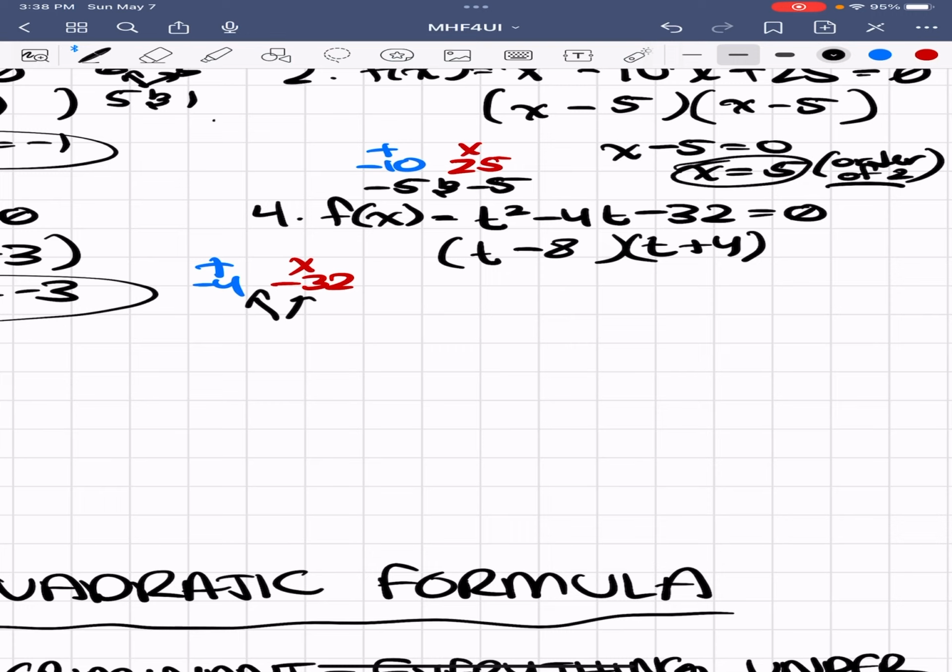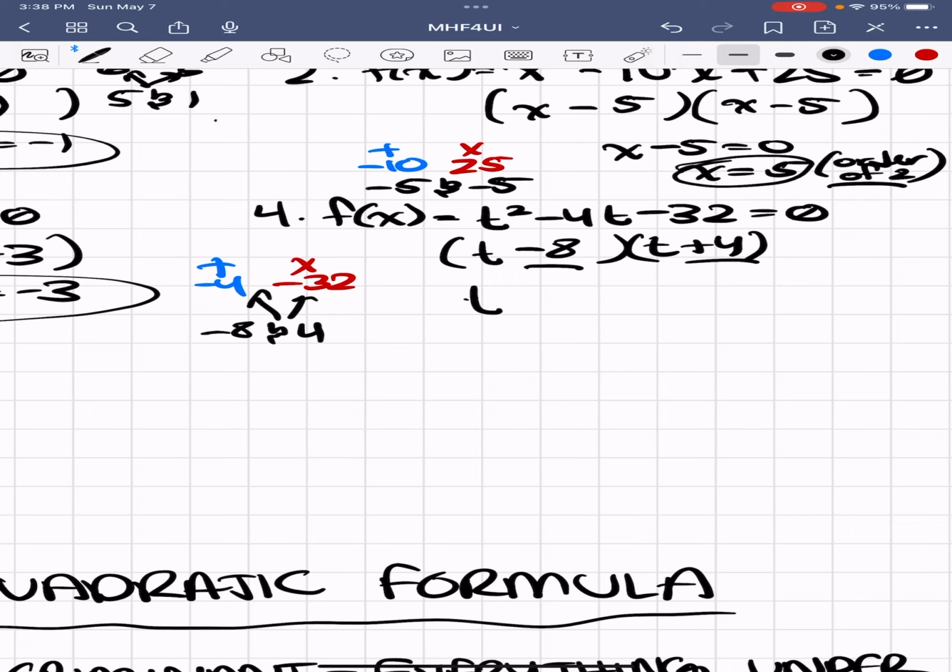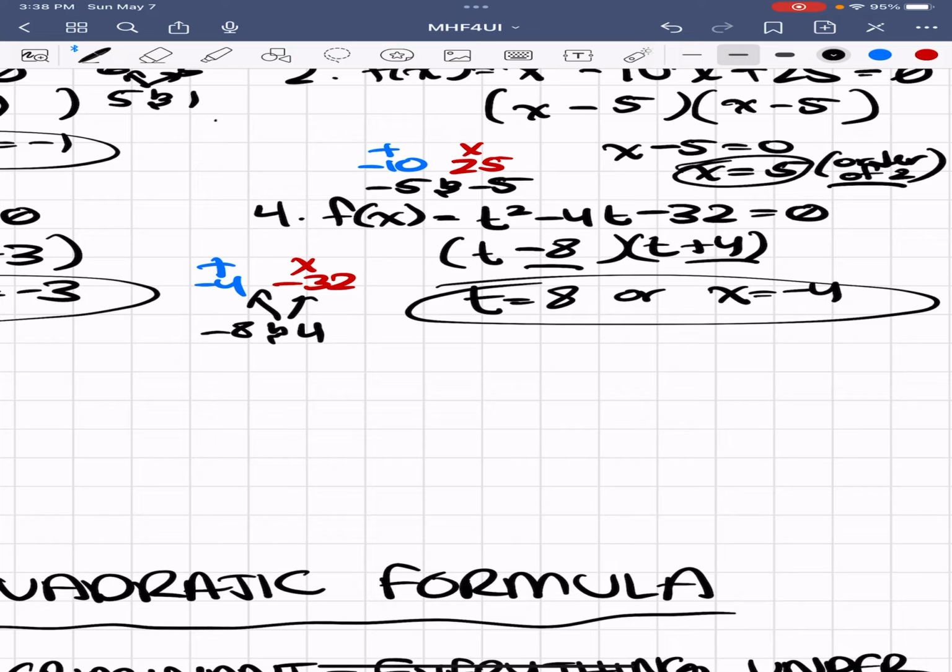It can also work as -2 and -2, but in this case it was -8 and +4. So what we found was -8 and +4 were our factors. So t would equal 8, or t equals -4. And those are our x-intercepts that we have been solving for.